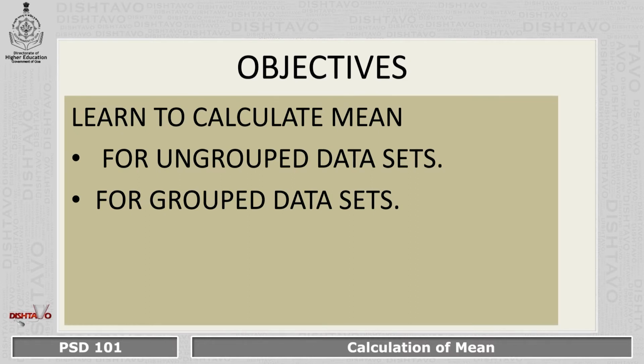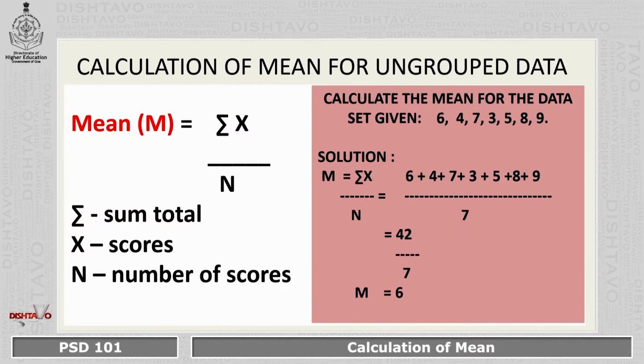The main objective of this module is to teach you how to calculate mean for both kinds of data. Now we know in statistics we have two kinds of data. We have ungrouped data sets and we have grouped data sets. In this module, you're going to learn how to calculate mean for both kinds of data sets, grouped as well as ungrouped.